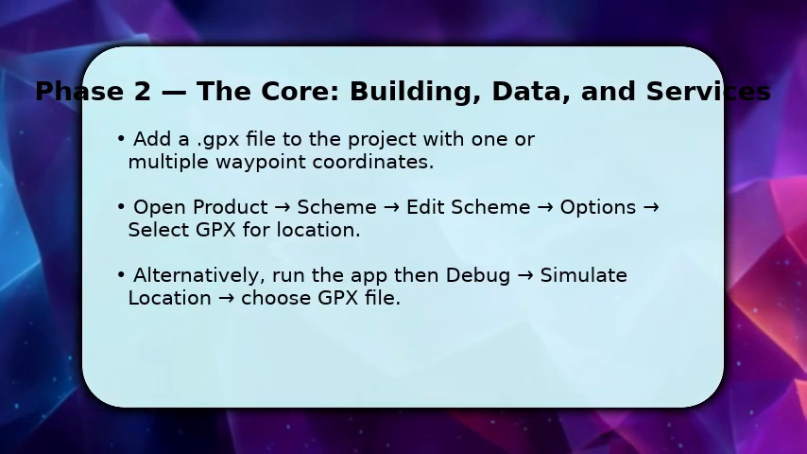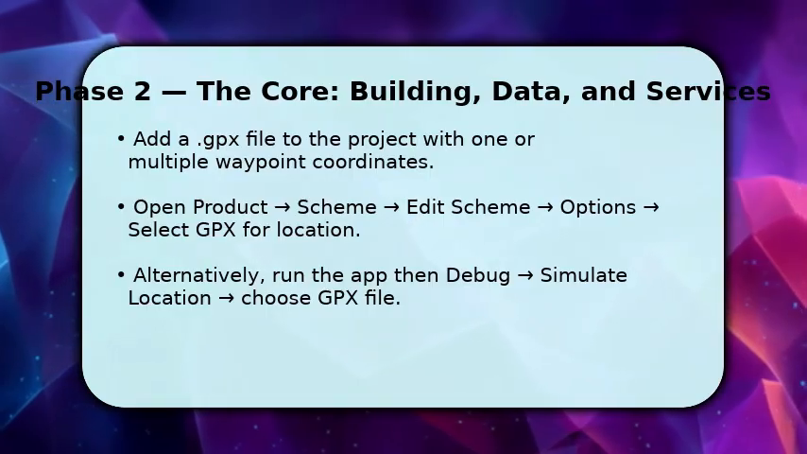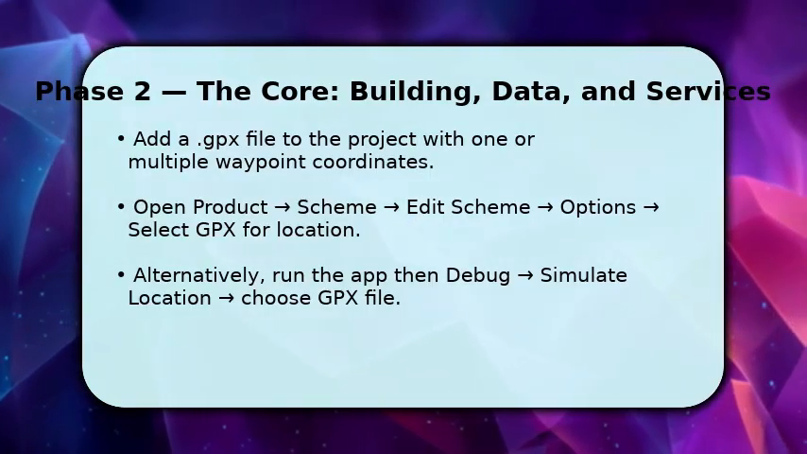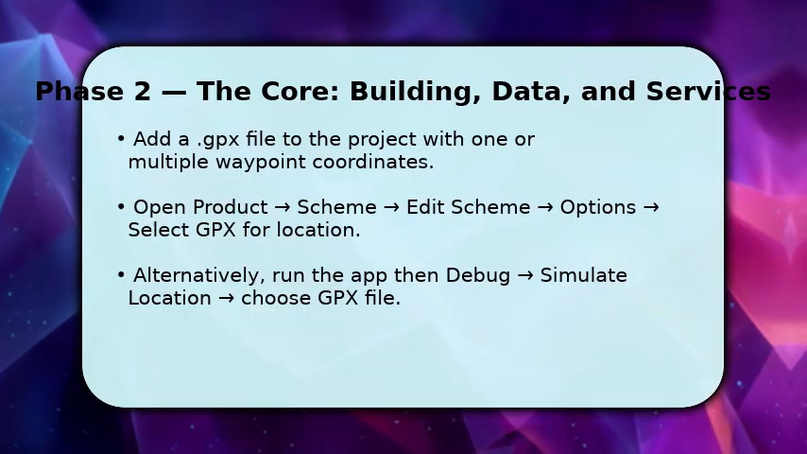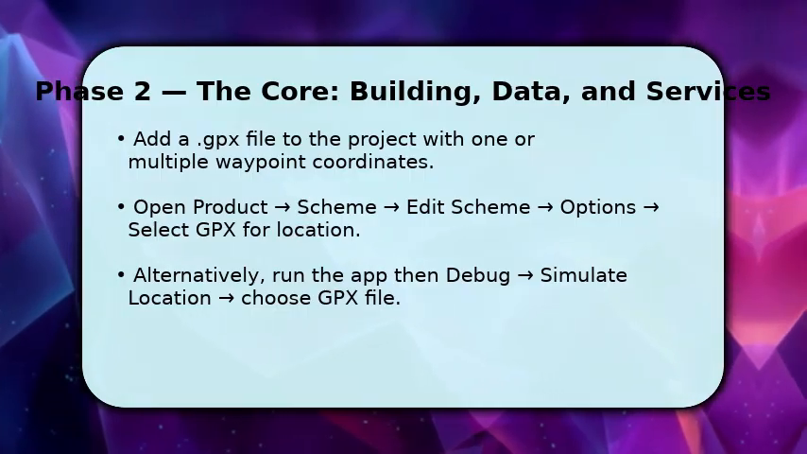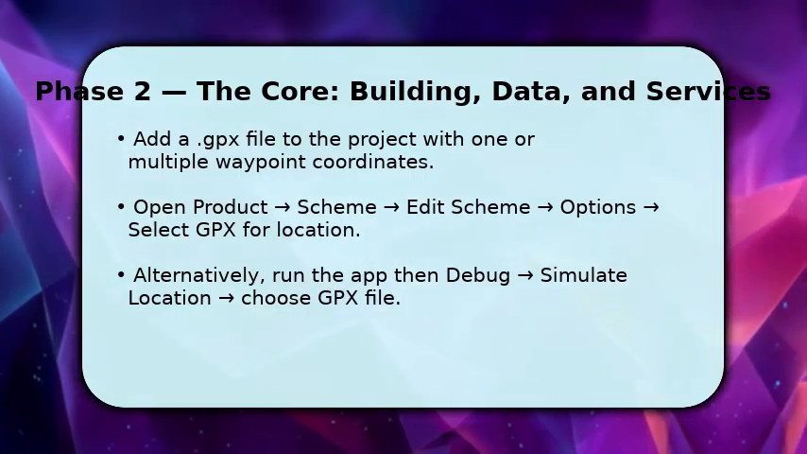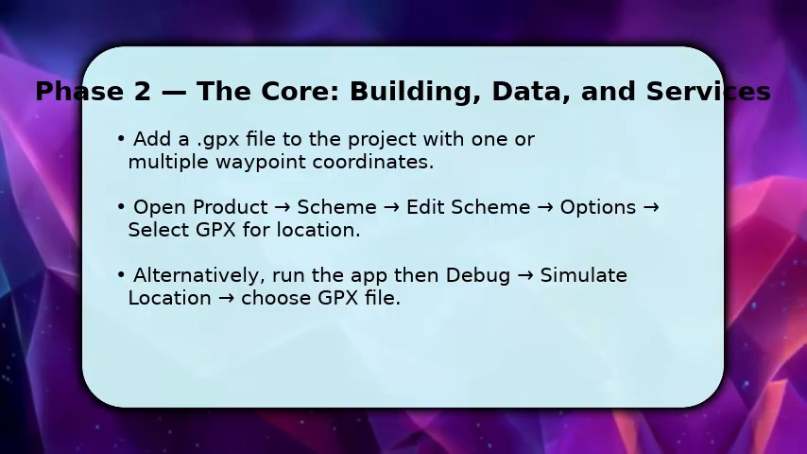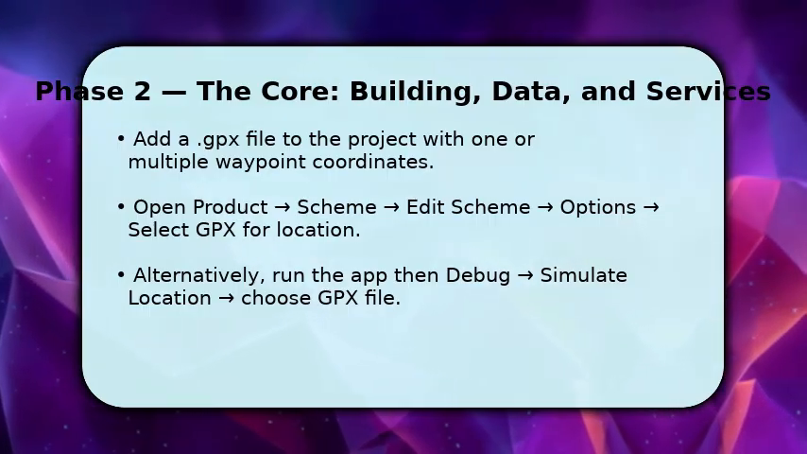Now create a GPX file. Include latitude, longitude, and optional time or speed. Add it to your Xcode project and commit. Once added, open Product, choose Scheme, Edit Scheme, and under Options set the GPX file as the simulated location.